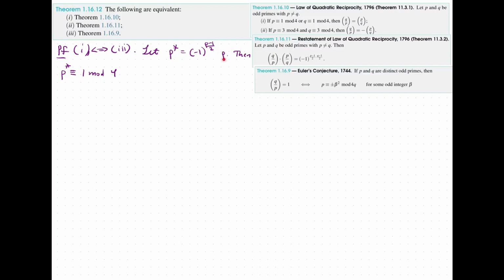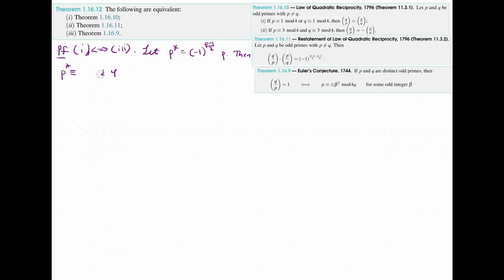If p is congruent to 1 mod 4, then by what we just argued, this (p-1)/2 will be even, so this will just be positive 1 times p, so p star will be congruent to 1 mod 4. If p was congruent to 3 mod 4, then this exponent is going to be odd, so the sign is negative, and then p star is equal to negative p. But negative p is going to be congruent to 1 mod 4, since p itself is 3, and negative 3 is 1 mod 4. And so that's the key thing. So we have that this p star is always going to be congruent to 1 mod 4.